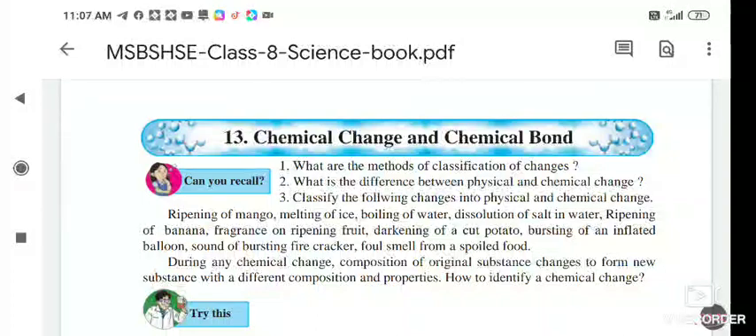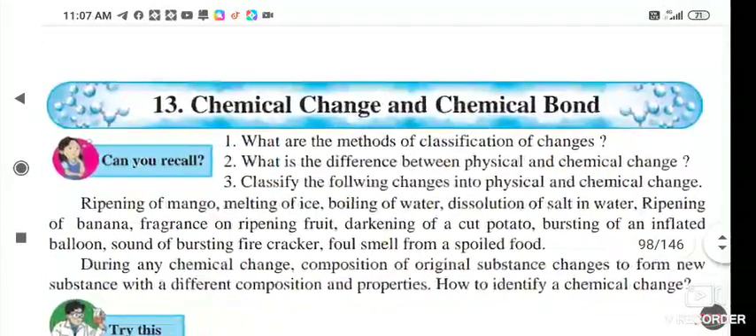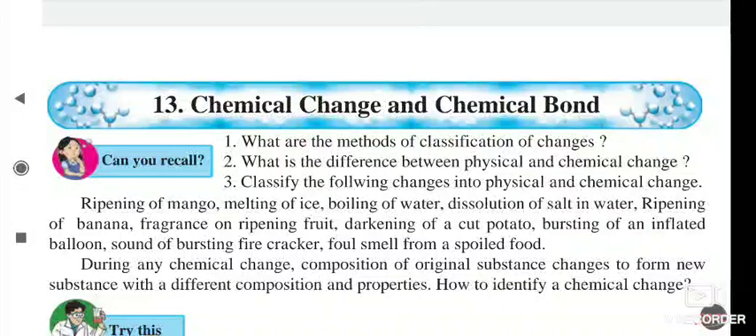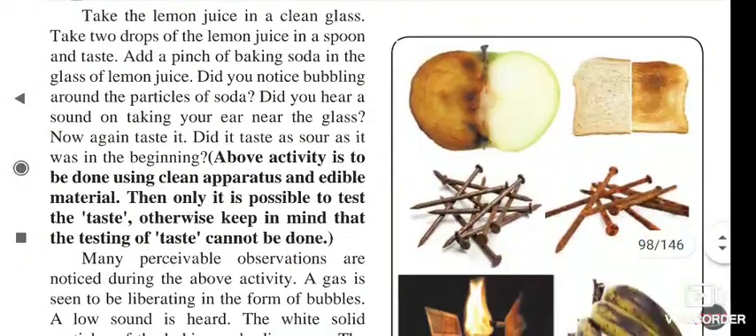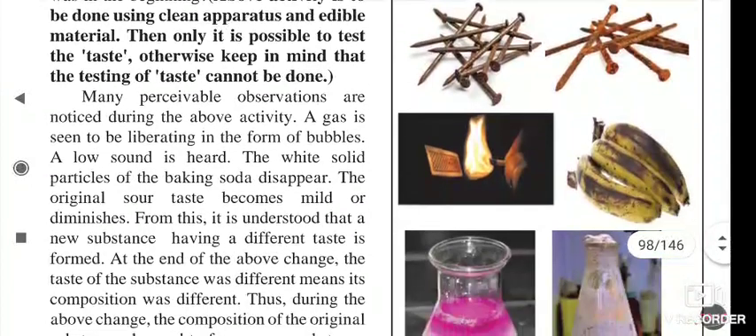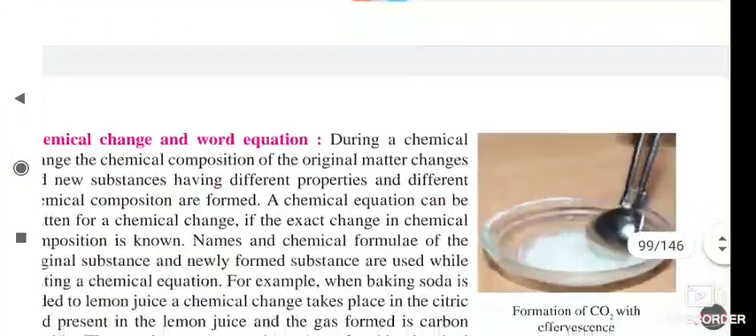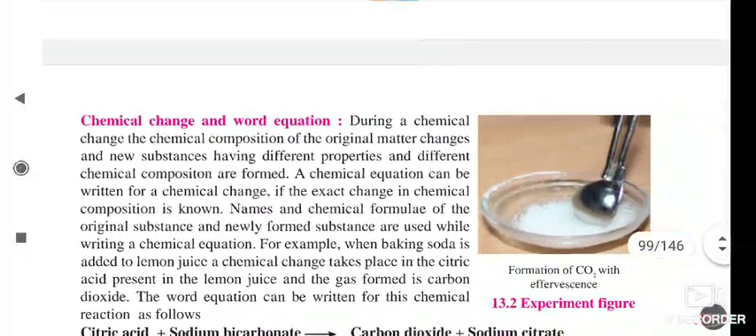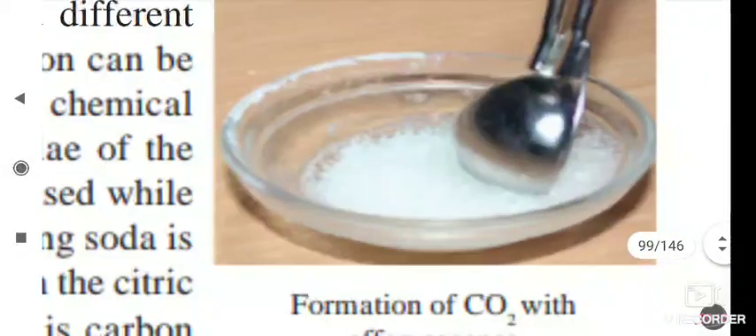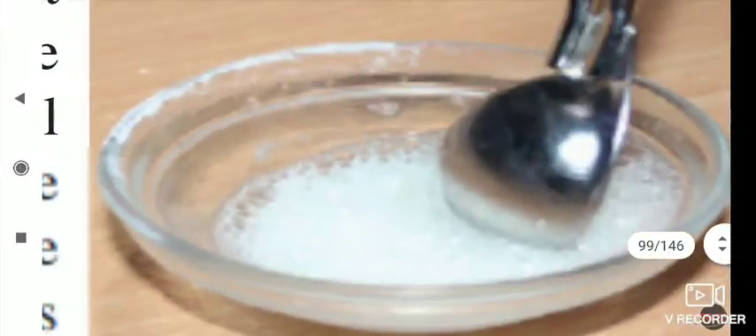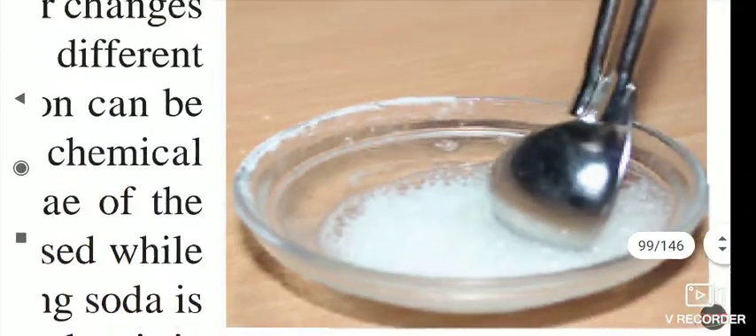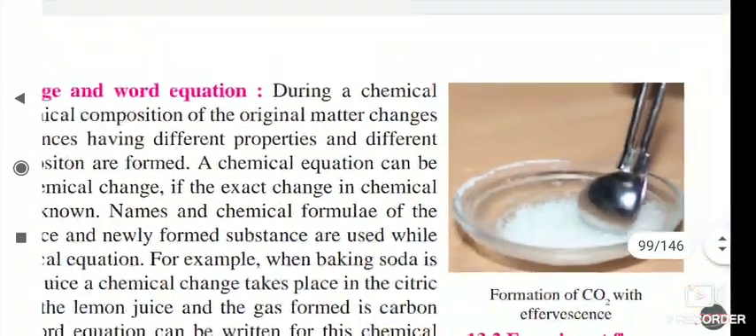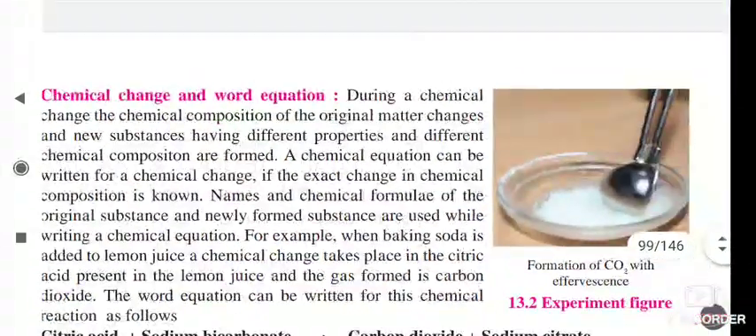Hello students, lesson number 13, chemical change and chemical bond. Under this lesson, yesterday we saw the different types of chemical changes that occur in everyday life, and how effervescence comes when we add baking soda and lemon juice together. Then this type of effervescence comes, and carbon dioxide gas is emerging out, which we had seen.